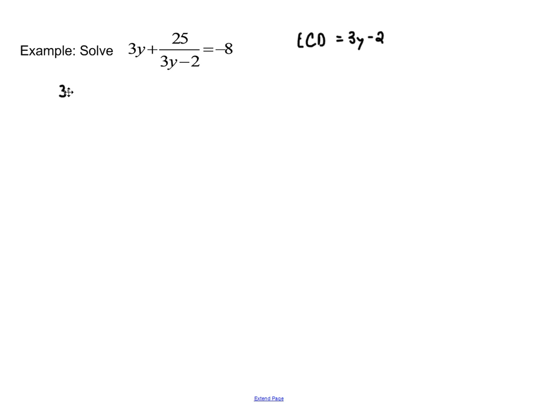We would take 3y times 3y minus 2 plus, we're going to take 3y minus 2, the quantity, and multiply it by the quantity 25 over 3y minus 2. And if it helps to visualize this, you can put our factor of 3y minus 2 over 1 to show that that's going to be multiplied in the numerator denominator. We're going to get negative 8 times 3y minus 2 on the right.